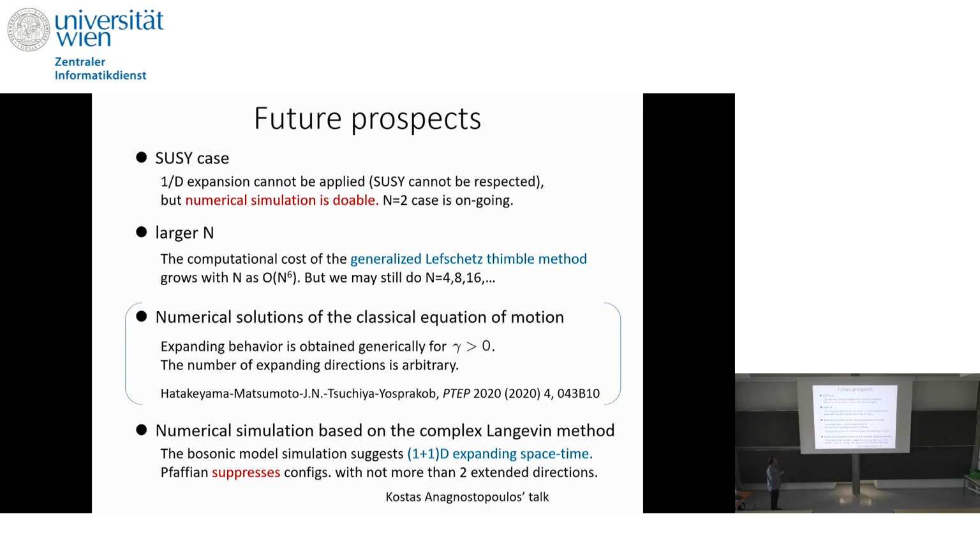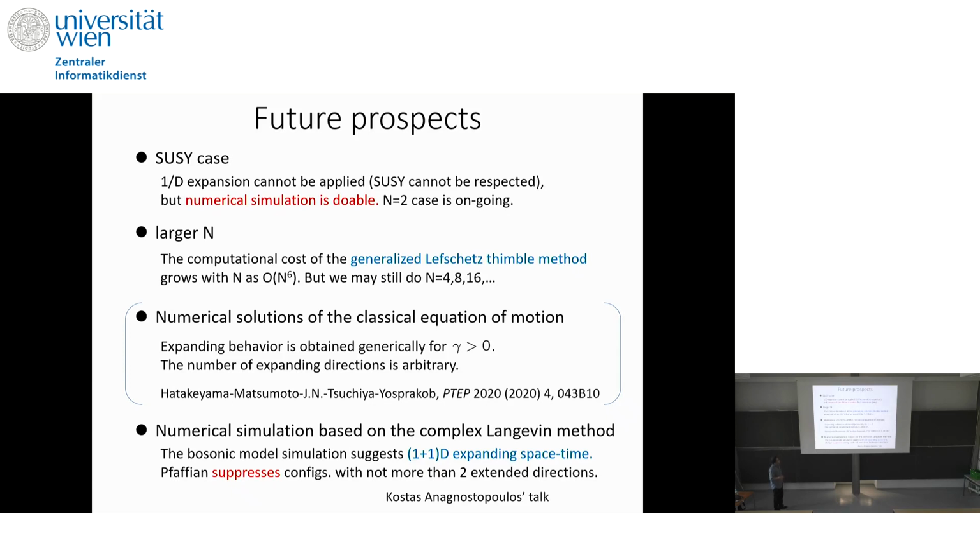Here is the future prospect. The supersymmetric case we cannot study by these functions, because that approach does not respect supersymmetry. But numerical solution is doable. We are already doing it. This method is very costly and it grows like n to the 6, but we can still do n up to 10 or so. So that's what we are trying to do.